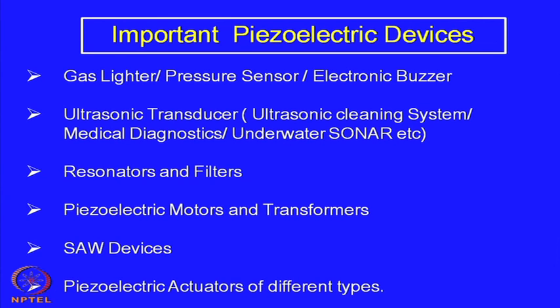Now, these ultrasonic transducers are extensively used for two very important applications. One is medical diagnostics, an important area where you use ultrasonic transducers. Another area, of course, as I mentioned, is underwater sonar, where one can detect enemy submarines. Sometimes one can even detect other species like fish and other things by ultrasonic sounds.